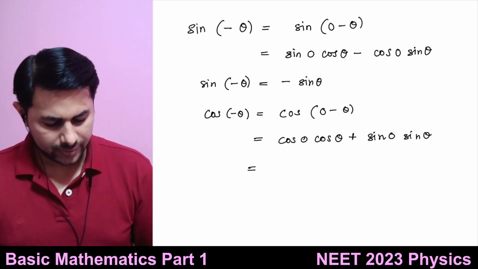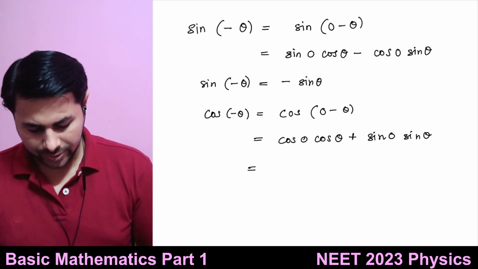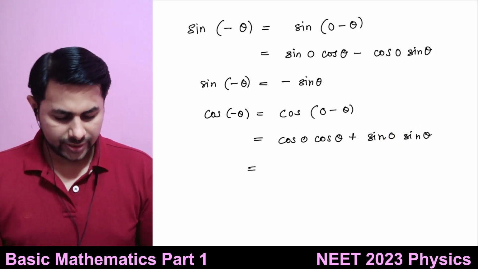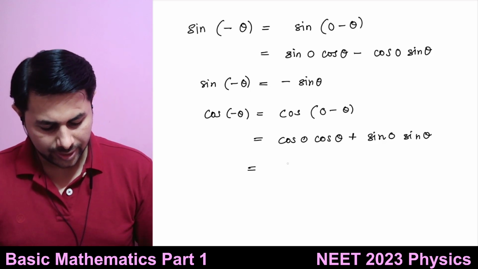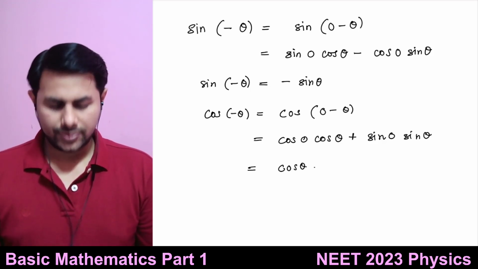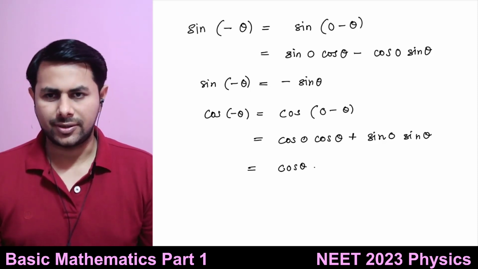Okay, so cos 0 is 1, sine 0 is 0. So the second term will be 0, right? And the first term is cos 0, which is 1, multiplied by cos theta. So we have cos of theta. So sine of minus theta is minus sine theta. Cos of minus theta is cos of theta.